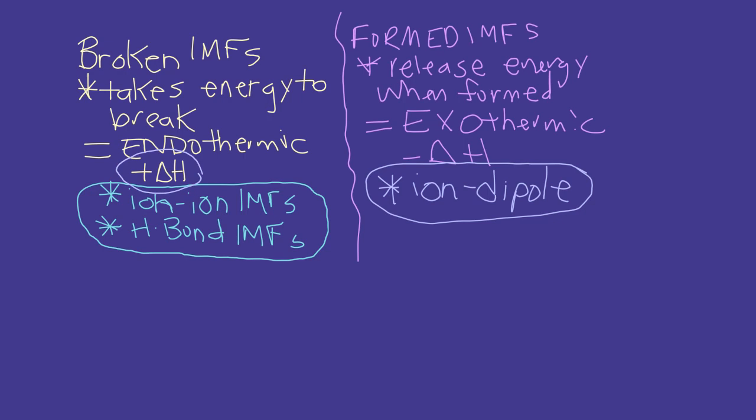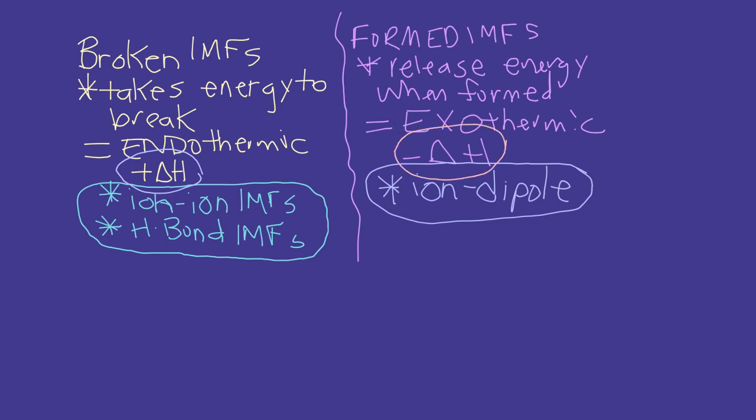And we're going to come over to the other side and we're going to see that the formed IMF, so this would be in the product. So this is what we make, okay? Because if you're making something, that makes it a product. This would be energy that's released, which is exothermic, and that was the ion dipole. In this case, all we created was ion dipole, and that is our total negative delta H value.